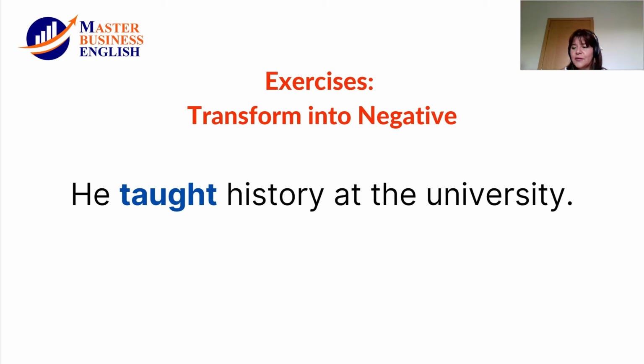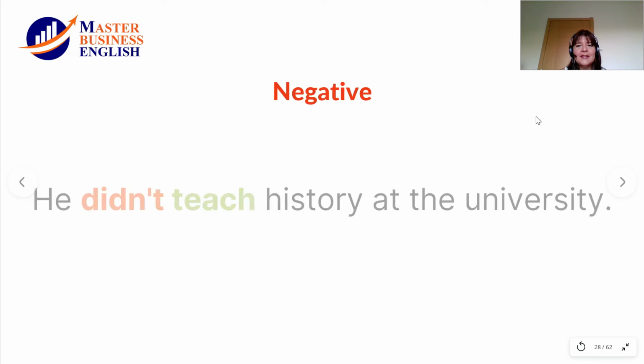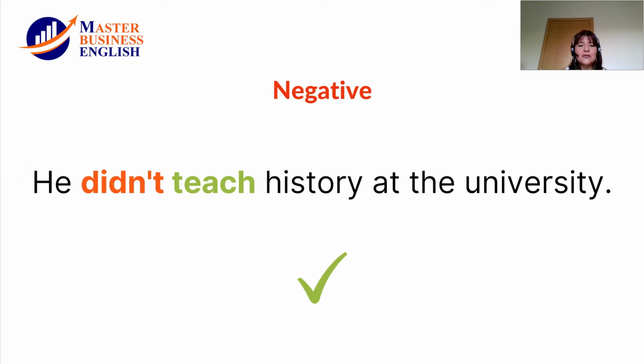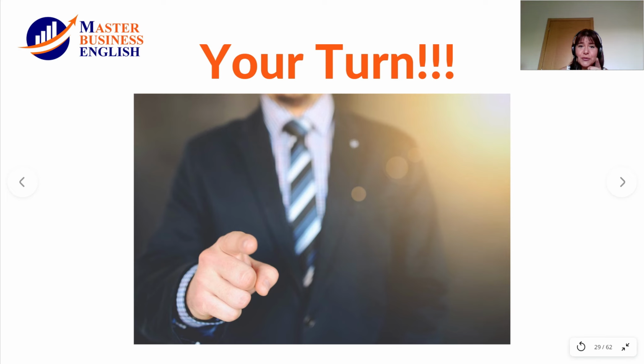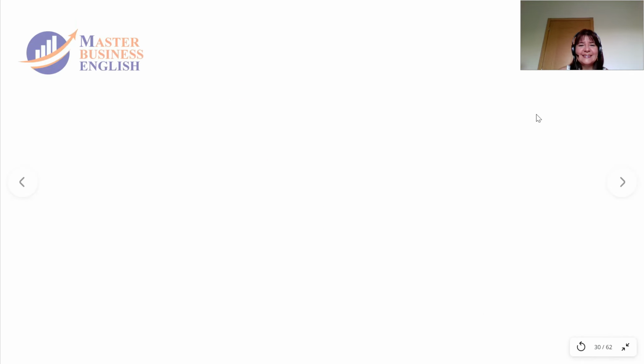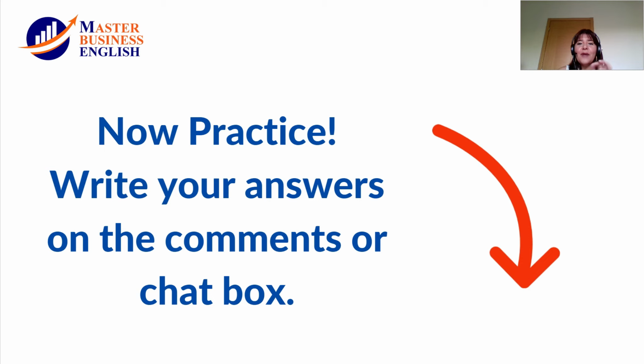Good, very good. Let's go to see the answer. He didn't teach history at the university. Didn't is the auxiliary, teach is the verb, and the verb goes in infinitive. Now it's your turn. Please write your answers in the chat box or in the comments, okay?